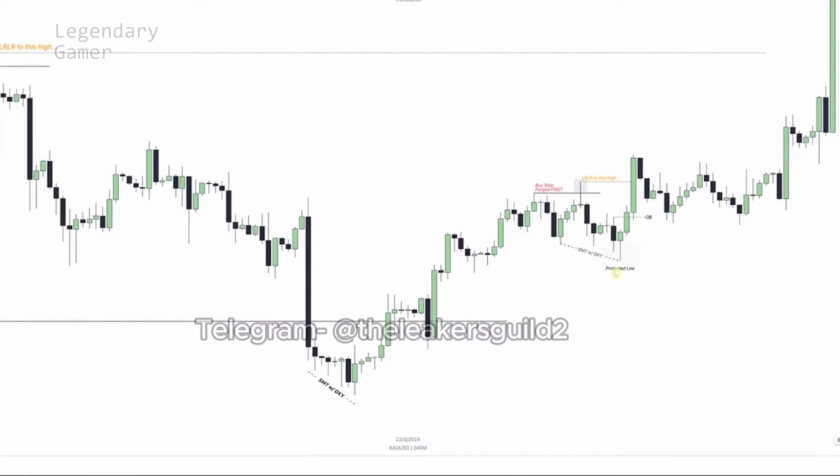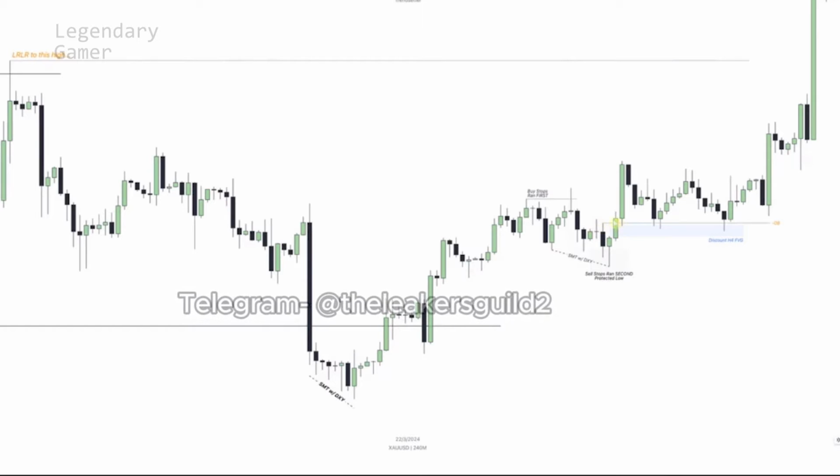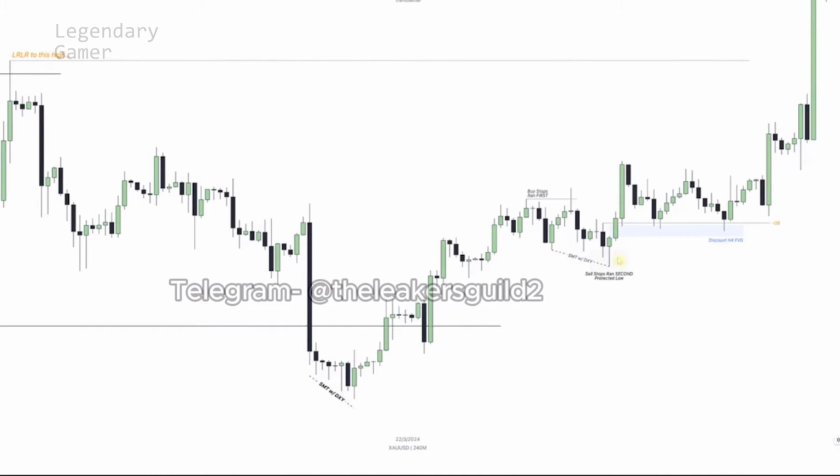And just outlining again over here that SMT is key on these lows. So let's say you did not get in on this order block. Is there still an opportunity?